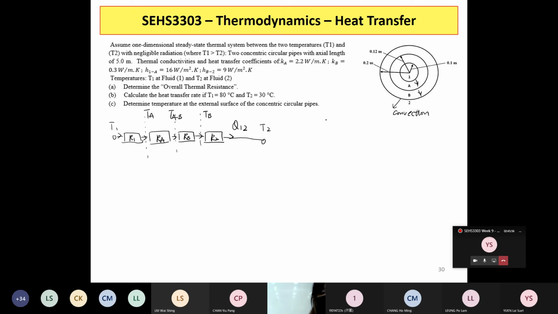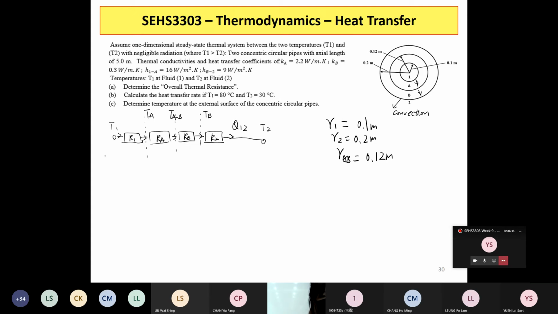Good. R1, let's write the known values. R1 equals 0.1 meter, right? R2 equals 0.2 meter. And RAB, at the middle surface of pipe A and pipe B, equals 0.12 meter, right? Okay. Up to now, any problems? If no, let's continue.